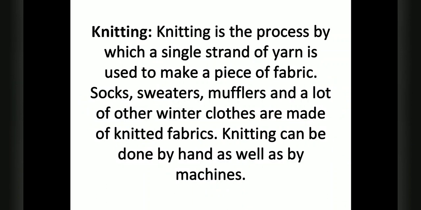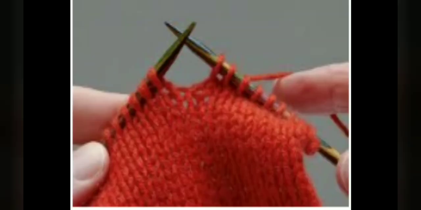Next, knitting is the process by which a single strand of yarn is used to make a piece of fabric. Socks, sweaters, mufflers, and a lot of other winter clothes are made of knitted fabrics. Knitting can be done by hand as well as by machines. So please take down these points. You all know, children, in winter we all wear these winter clothes, which are made with the help of knitting. I hope you are writing. Next, see how knitting is done manually with the help of two needles.